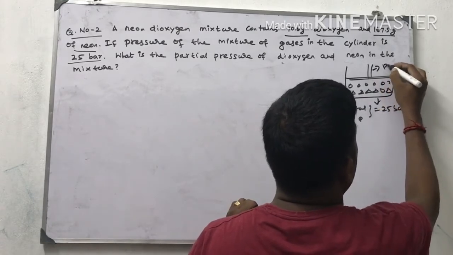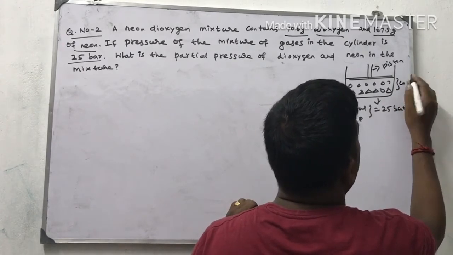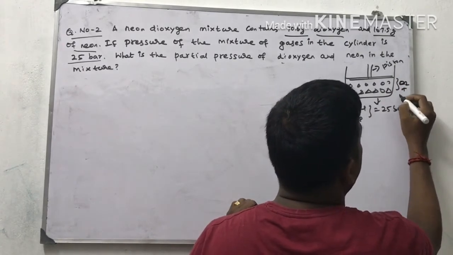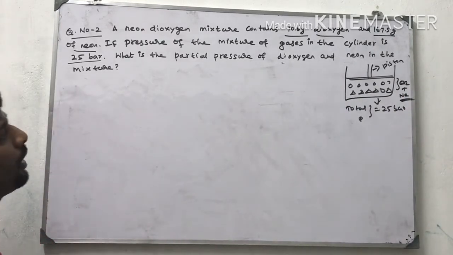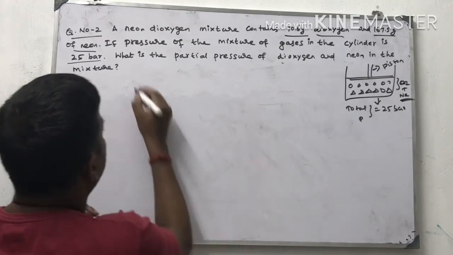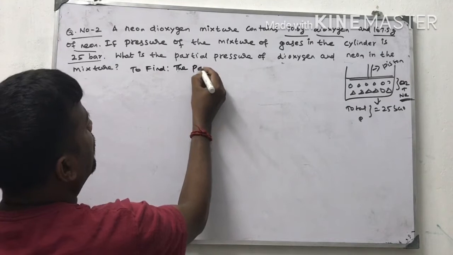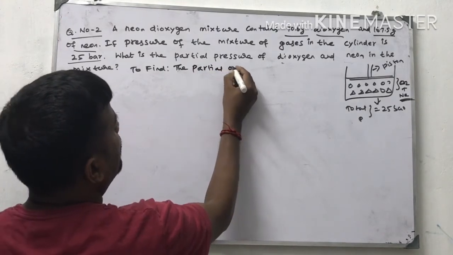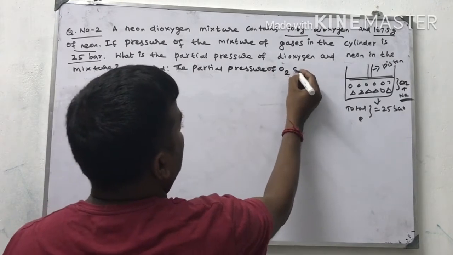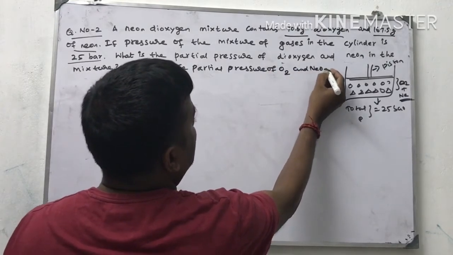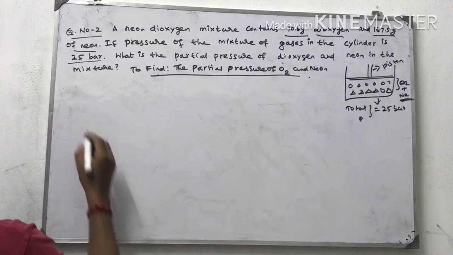This is a piston, right? Here it contains O2 plus neon, two gases present. Now we are going to find the partial pressure of O2 and neon. This is the thing we are going to find in this question.